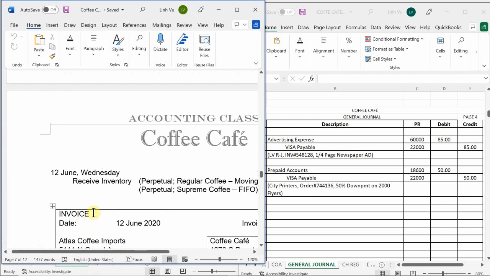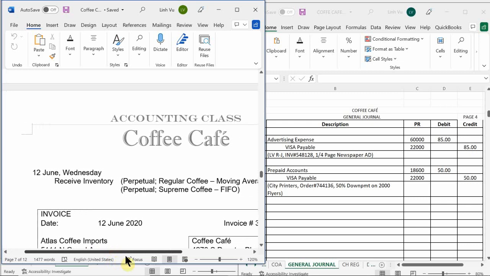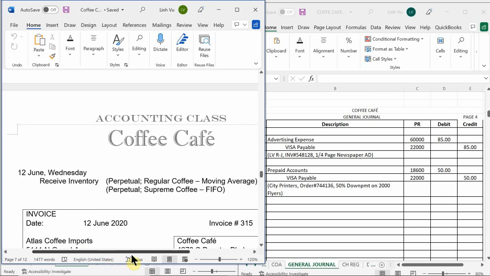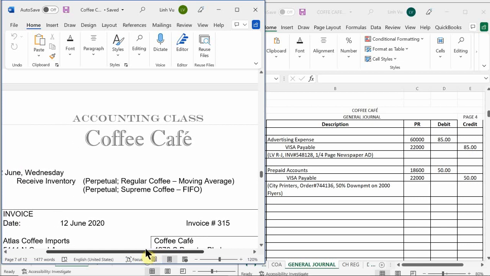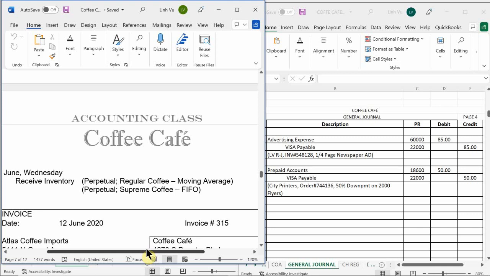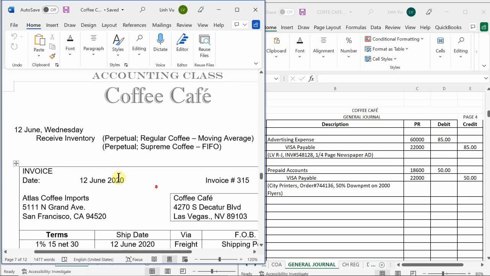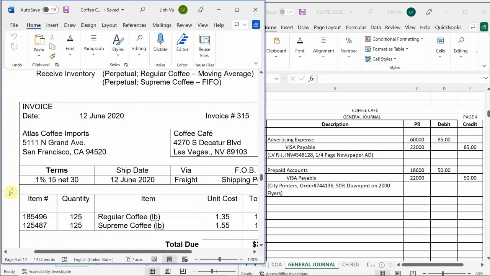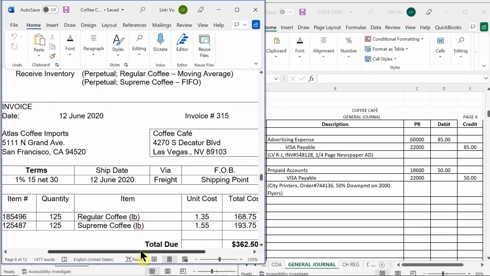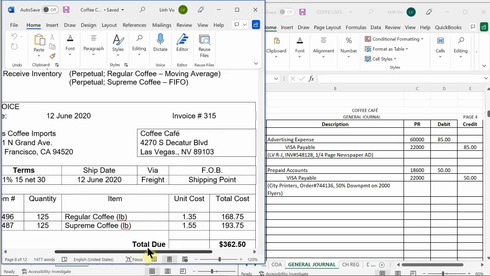So then that very same day, we end up receiving our inventory. We have perpetual inventory. So perpetual regular coffee, we're going to use moving average to calculate the cost. And then we're going to have perpetual supreme coffee. And what we're going to use is first in, first out rule. Okay? So here is the bill that we received for purchasing the coffee. Now, how do you record perpetual inventory?